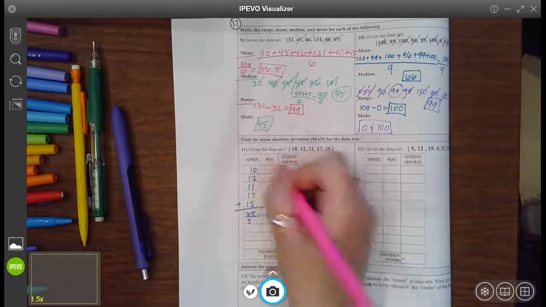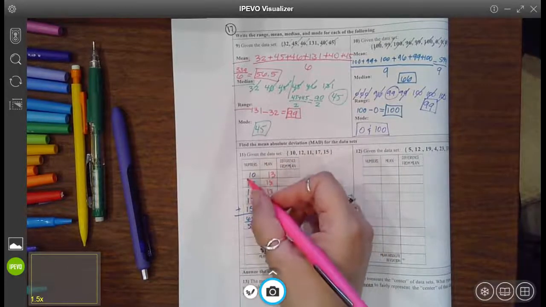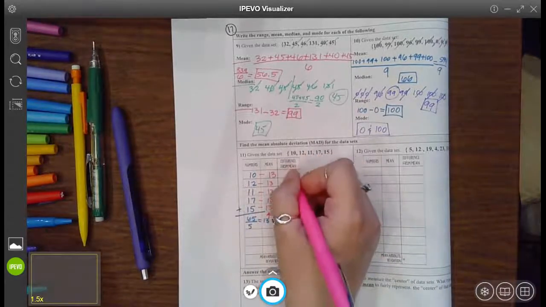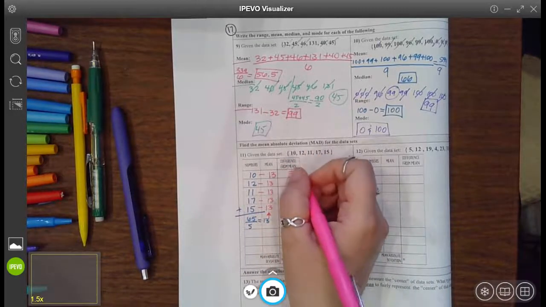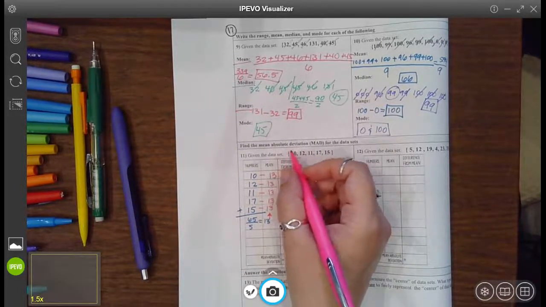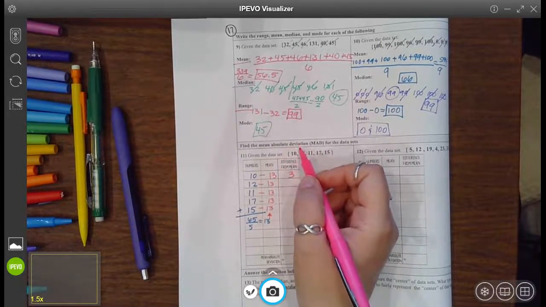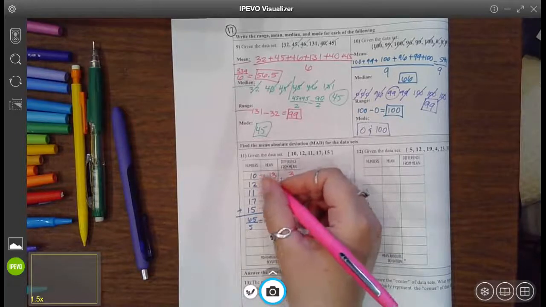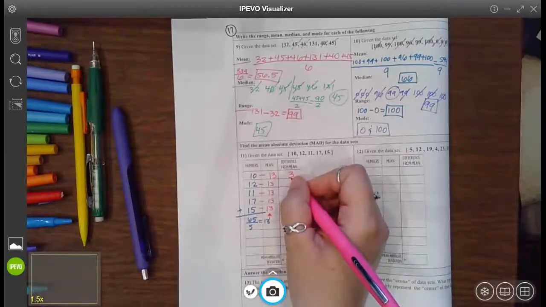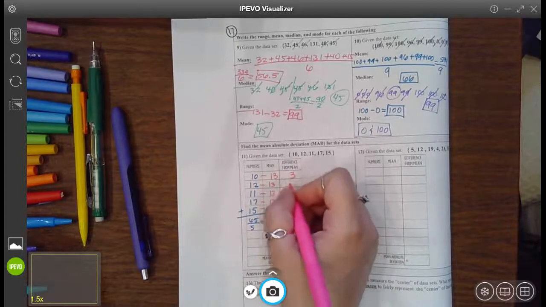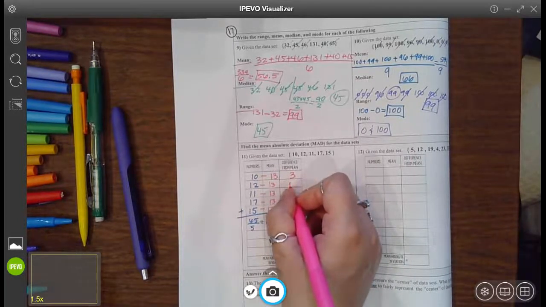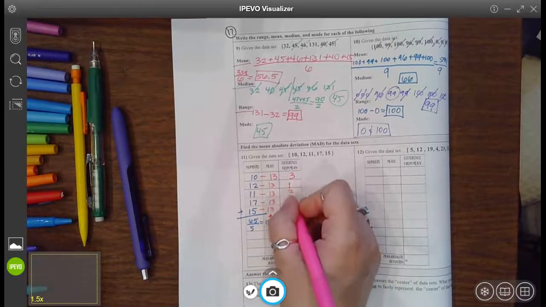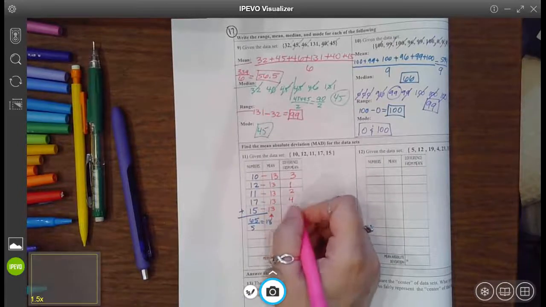Now I need to find the distance or difference that each value is from the mean. So subtract those. 10 minus 13 is 3. I know technically it's negative 3, but mean absolute deviation stands for the absolute value of the deviation or distances that each data value is from the mean. So you're taking the absolute value of that. So 10 minus 13 is negative 3, but the absolute value of negative 3 is 3. Okay, so 13 minus 12 is 1. 13 minus 11 is 2. 17 minus 13, I should say, is 4. 15 minus 13 is 2.